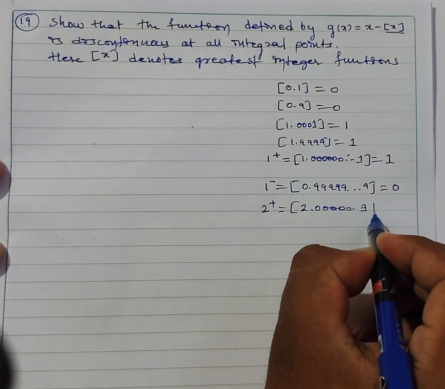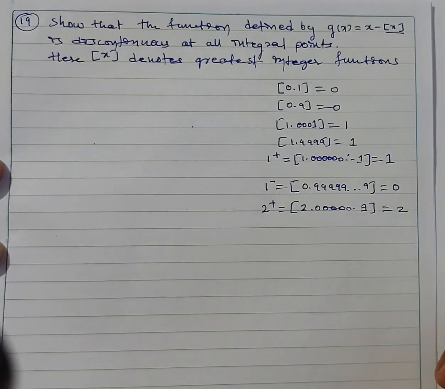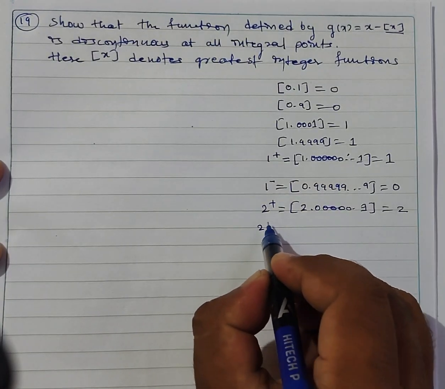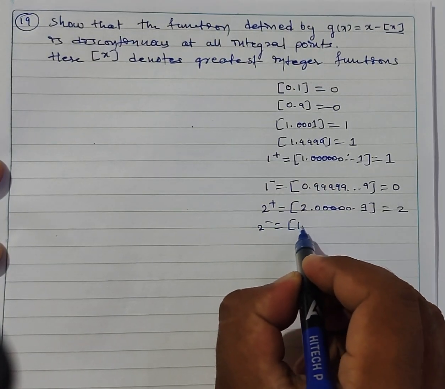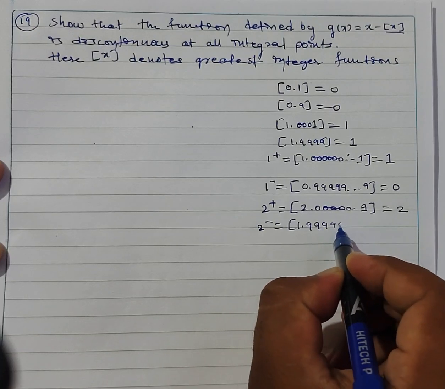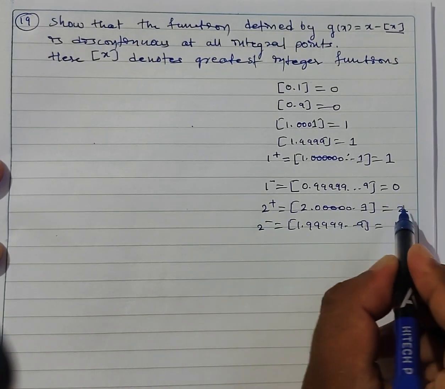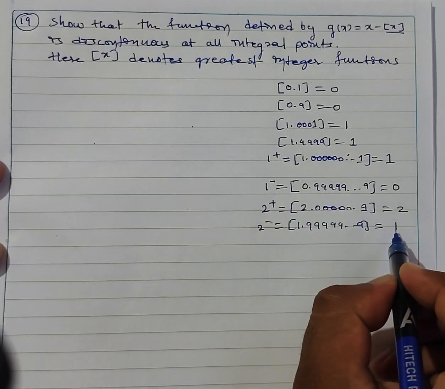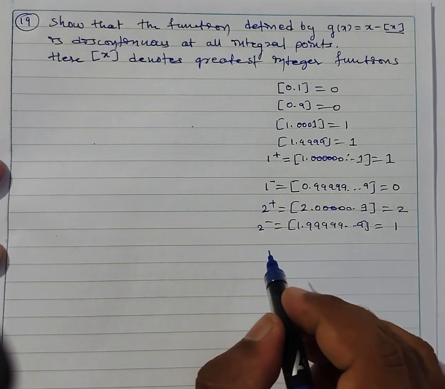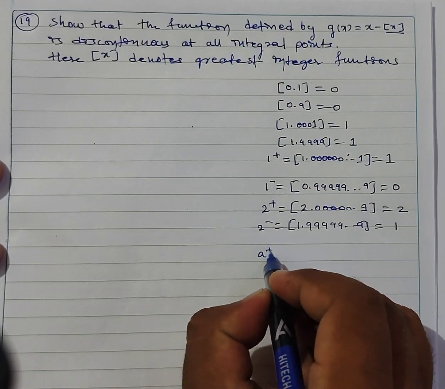2.00000 is equal to what? 2. Similarly, 2 minus means less than 2. Less than 2 means what? 1.99999, so this value is 1. 2 plus becomes 2, 2 minus becomes 1.